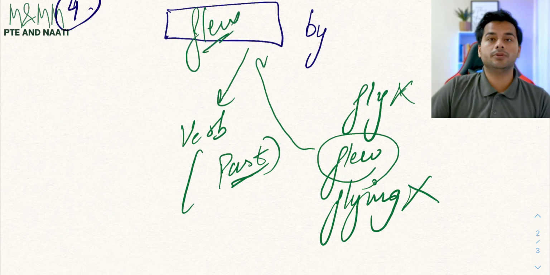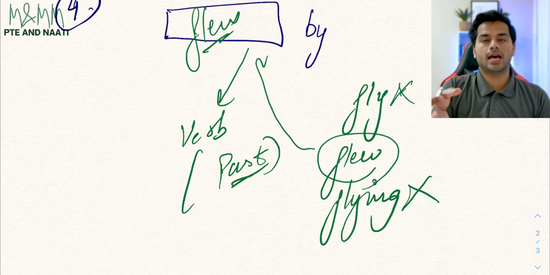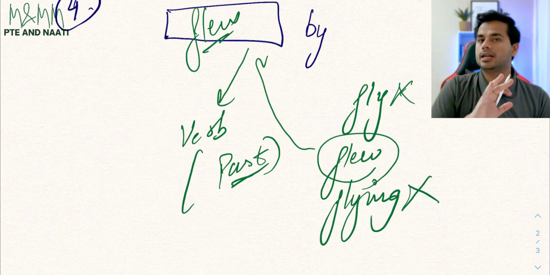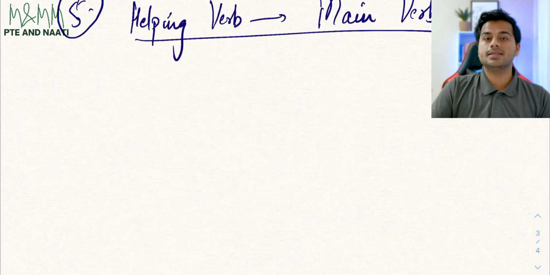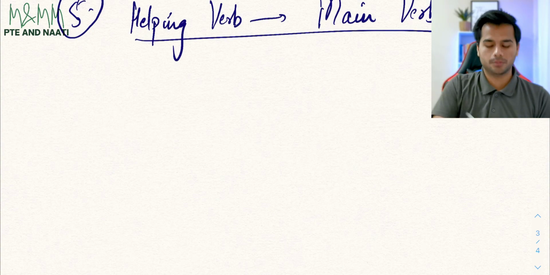So that was my rule number 4, dash "by". If the dash is before the word "by", it is going to be a past tense and it can't be a present tense and can't be a continuous tense. Rule number 5 is helping verb followed by main verb. Now verb as an action word, there are two types. It's either a helping verb, or it's a main verb.